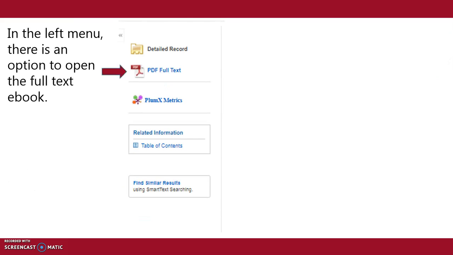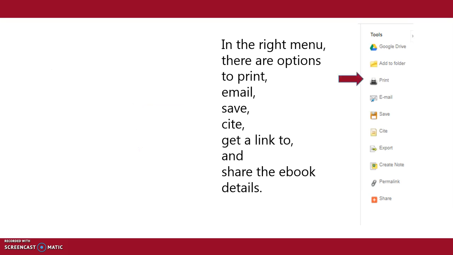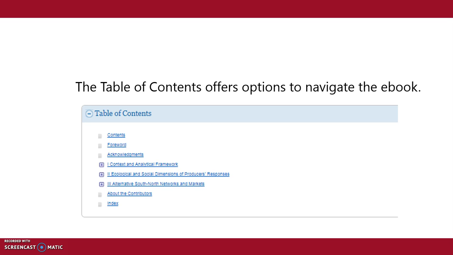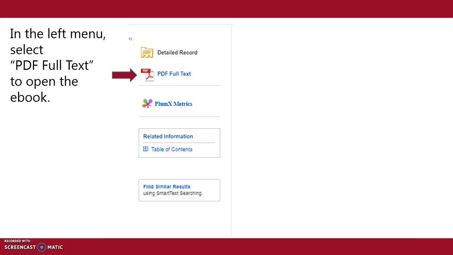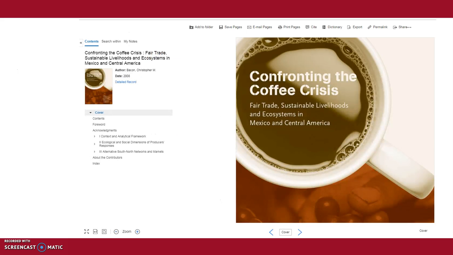In the left menu, there is an option to open the full text ebook. In the right menu, there are options to print, email, save, cite, get a link to, and share the ebook details. The table of contents offers options to navigate the ebook. In the left menu, select PDF full text to open the ebook.